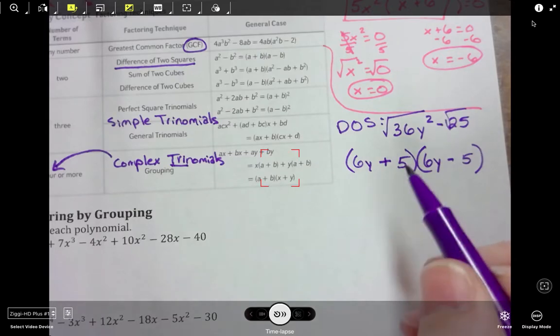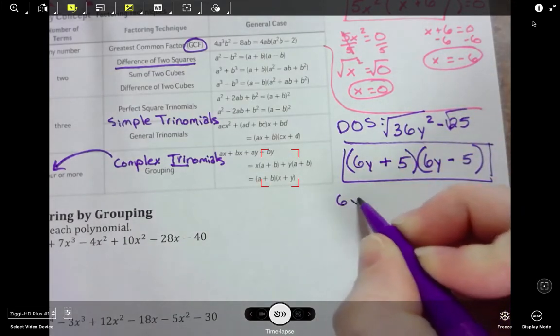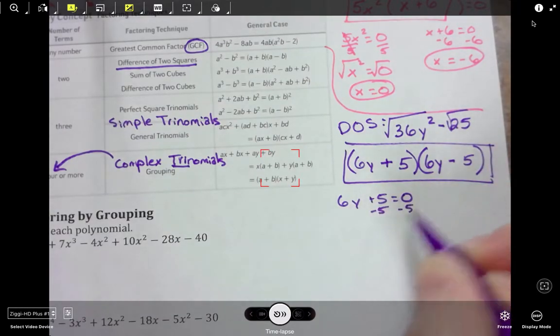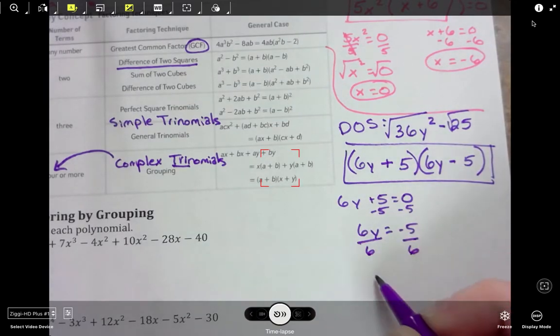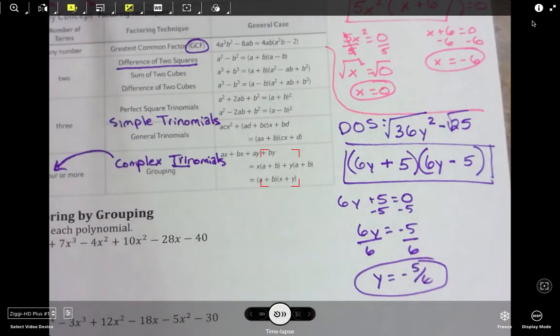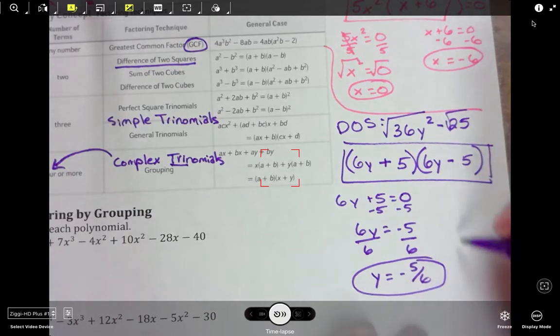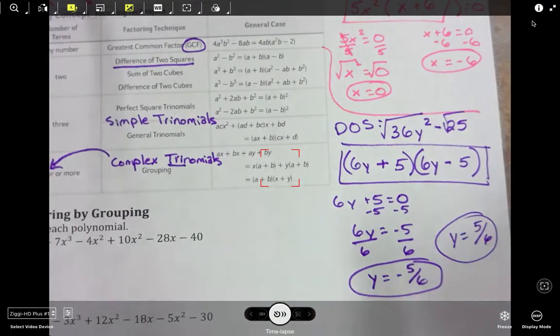Now, I'll go through factoring this down, or setting this equal to 0 really quick. If I set 6y plus 5 equal to 0, I would subtract 5 from both sides, so 6y equals negative 5, and then divide by 6. Some of you guys can do this in your head, and that is awesome. So negative 5 over 6 would be the answer. If I set 6y minus 5 equal to 0, it would just be y equals positive 5 over 6. You can either do the math and solve it completely out, or just know that it's the opposite sign.